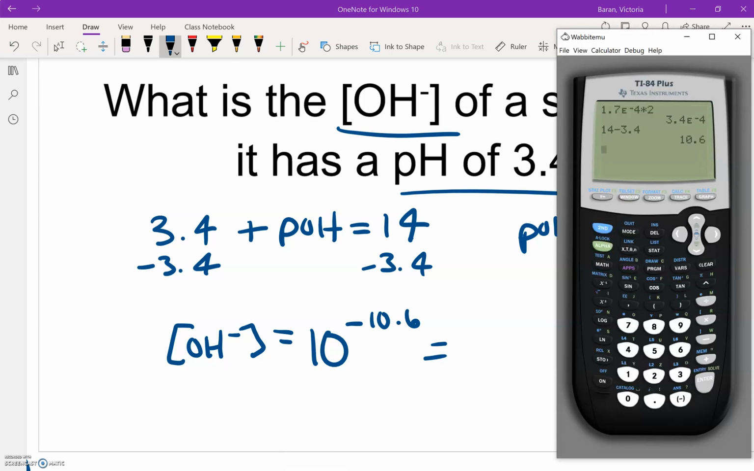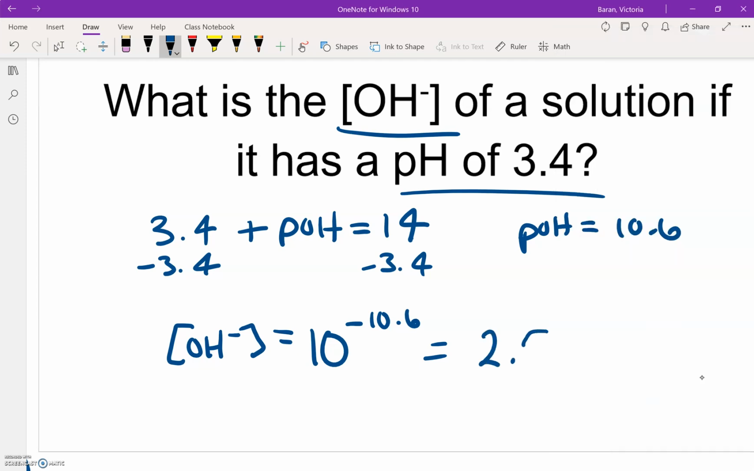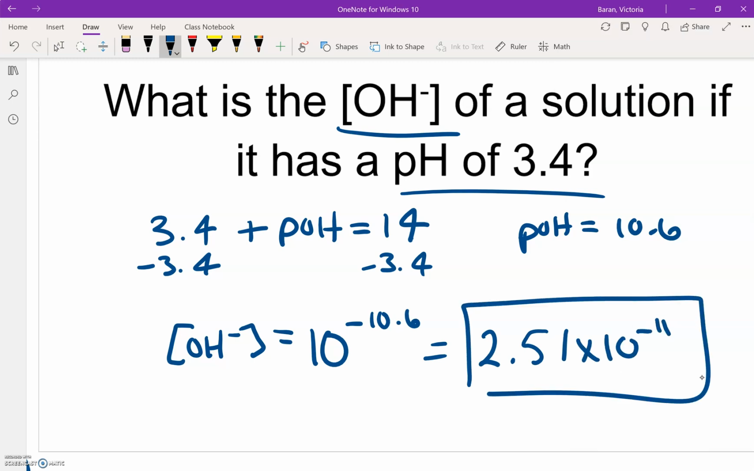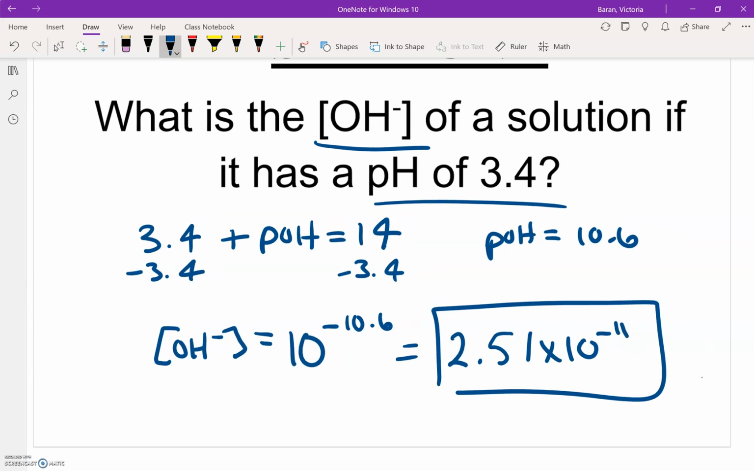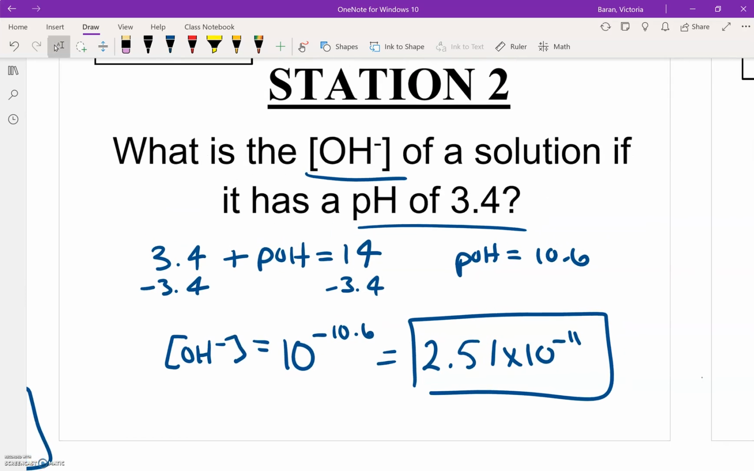10.6. So this is when you're using the little caret thing on your calculator. So I'm going to do 10, the little caret thing, it's above the division sign right here. And then negative, make sure you do negative, not minus, 10.6. So we're going to get 2.51 times 10 to the negative 11th, and that is our OH minus concentration. So that was an example of a multi-step problem.